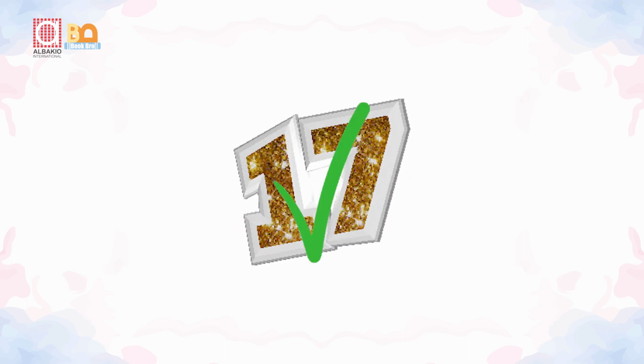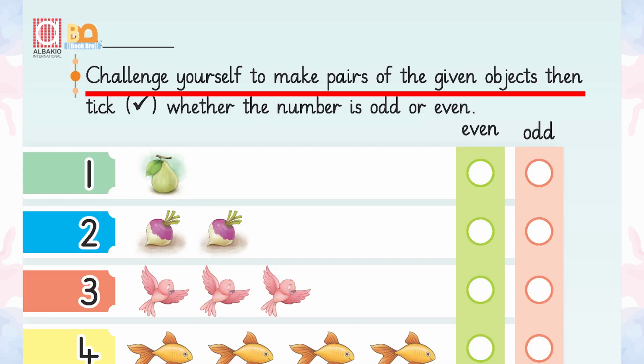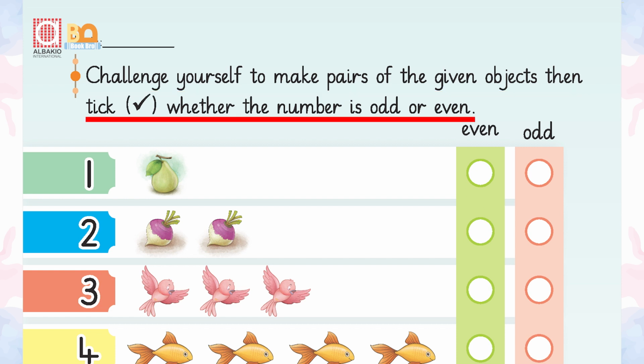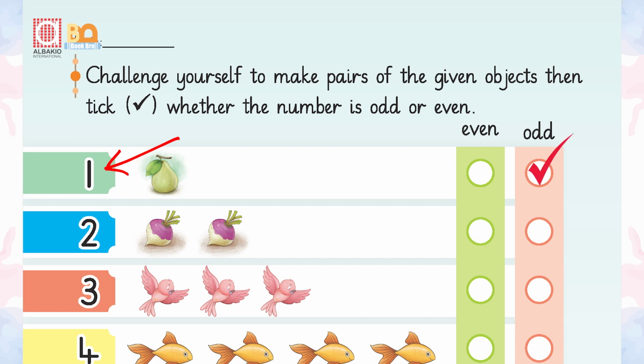17. Great. Now challenge yourself to make pairs of the given objects, then tick whether the number is odd or even. Are you ready? 1. We can't make a pair of number 1, so that is an odd number. What about 2? We can make a pair, so this is an even number.